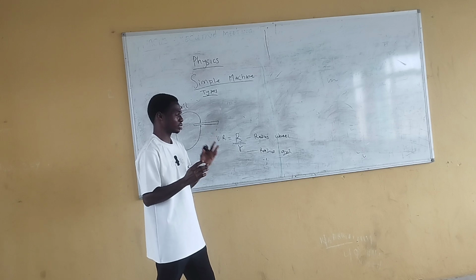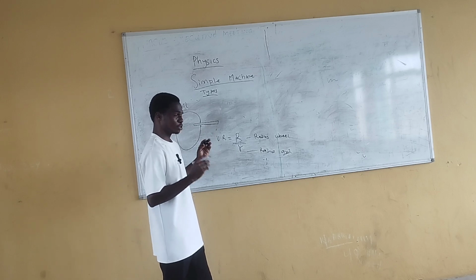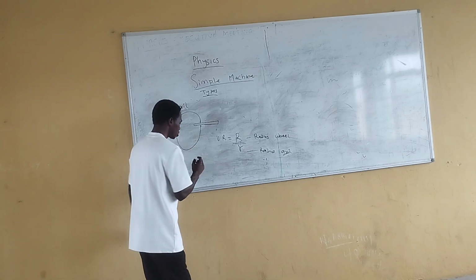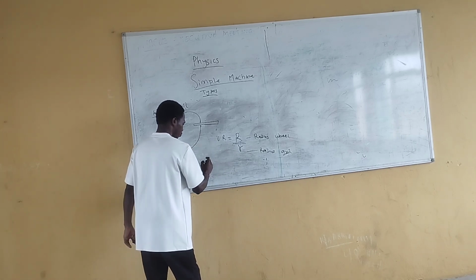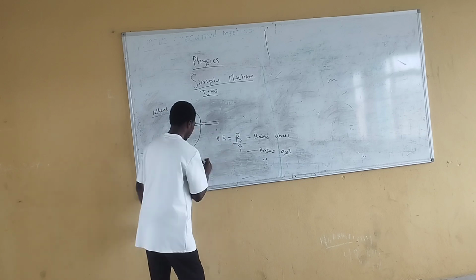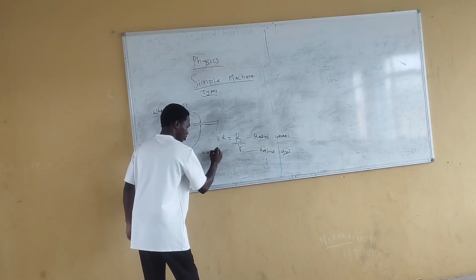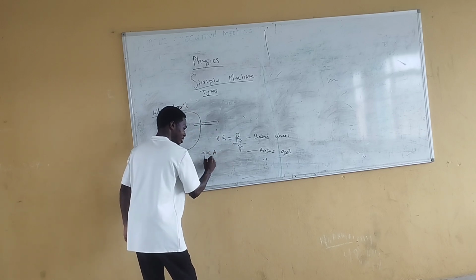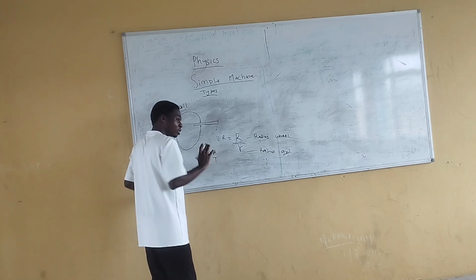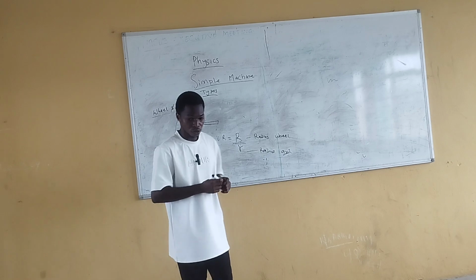Listen, don't write. Listen first. In a typical question, they will just say the radius of the wheel and axle of a machine is this and this respectively. It means that this one comes before this one. That's just it. I have a question here.